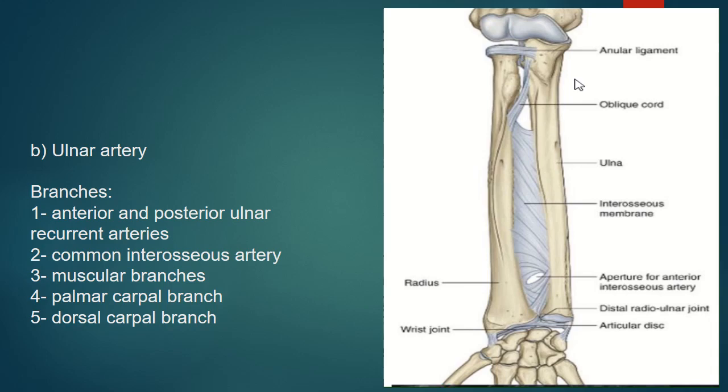This is an image of the interosseous membrane and the apertures. This gap between the oblique cord and the upper part of the interosseous membrane allows the passage of the posterior interosseous artery from the anterior to the posterior compartment. And here is the aperture which allows the anterior interosseous artery, which passes through this aperture and enters the lower part of the posterior compartment, and it joins the posterior interosseous artery. The posterior interosseous artery terminates near the lower end and is joined by this anterior interosseous artery.